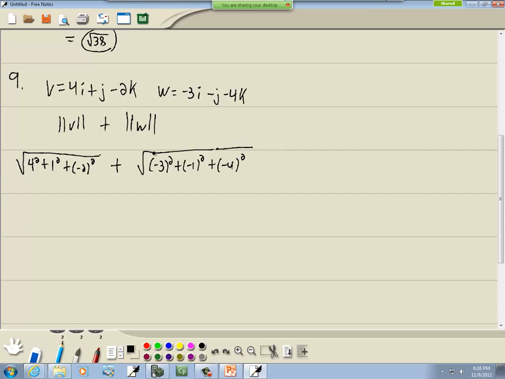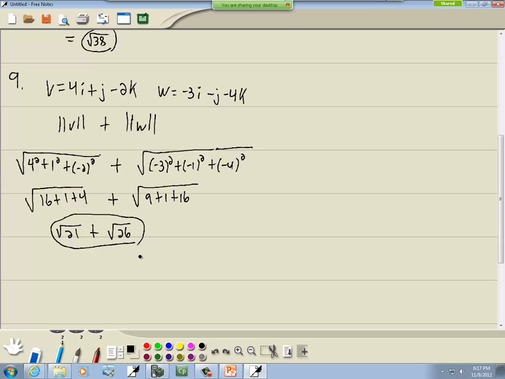So again, we take the number in front of the i, j, and k, we square them and add them together and take the square root of it. So that gives us 16 plus 1 plus 4. And over here we got 9 plus 1 plus 16. Well, 16 plus 4 is 20, plus 1 is 21. So we got the square root of 21. Plus 9 plus 1 is 10, plus 16 gives us 26. So we got the square root of 26. And that would be our answer right there.